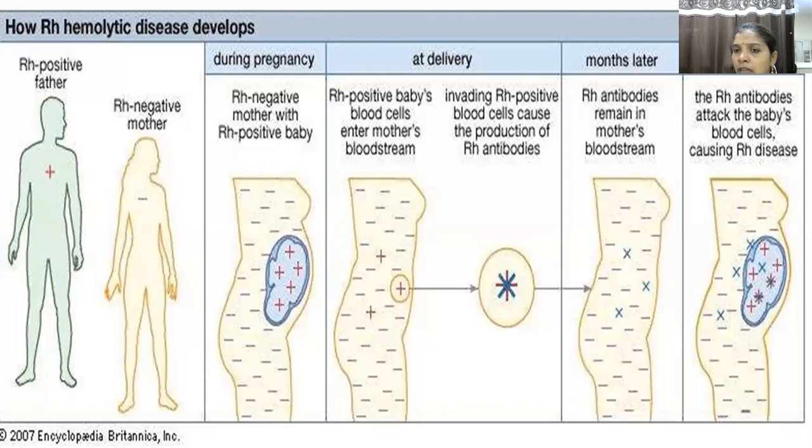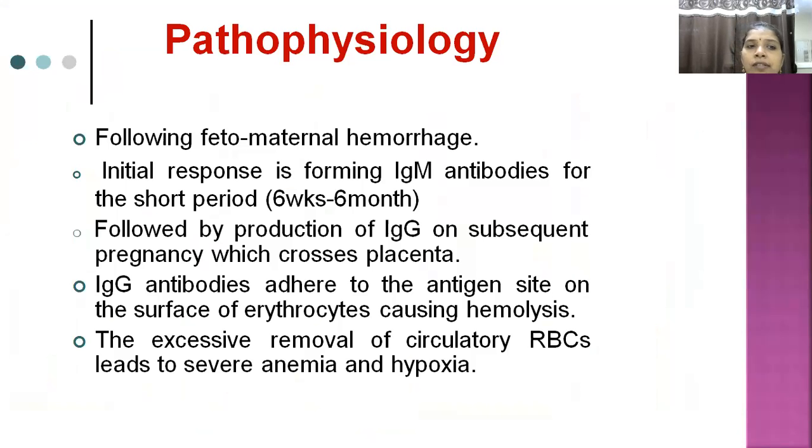In later pregnancy, if the next baby is also Rh positive, the antibodies to Rh positive developed in the previous pregnancy attack the fetus. The pathophysiology: following fetal-maternal hemorrhage, the initial response forms IgM antibodies for a short period, 6 weeks to 6 months. The IgM antibodies do not cross the placenta, so they won't affect the present pregnancy. This is followed by production of IgG in subsequent pregnancy, which crosses the placenta. IgG antibodies adhere to the antigen site on the surface of erythrocytes, causing hemolysis.